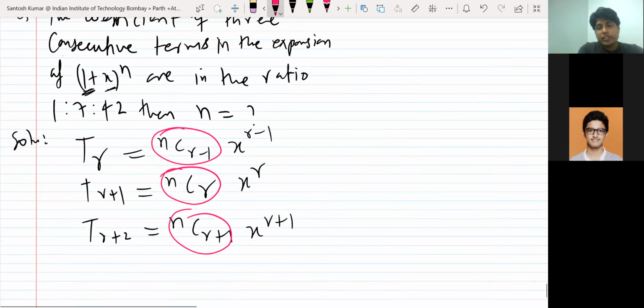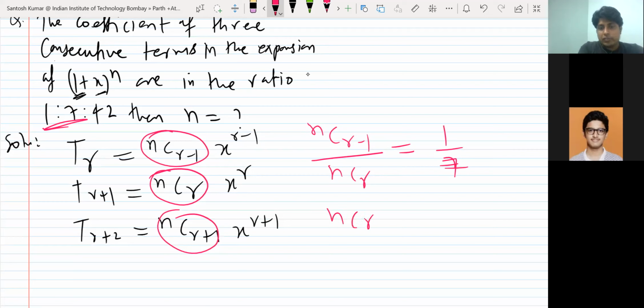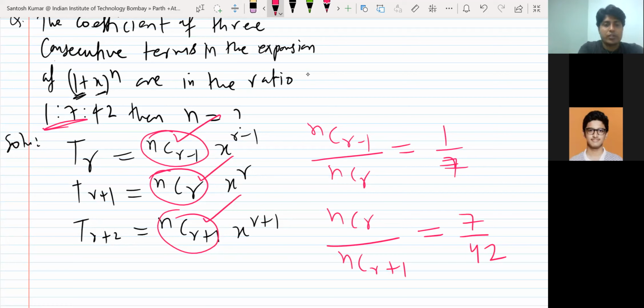So the ratio of coefficients are like nC(r-1) upon nCr. Okay, the first two I'm taking. So the first two ratio is 1 upon 7. And again, the next two you can take: nCr upon nC(r+1), and that is 7 upon 42. Are you getting the point? So this is to this is to this, 1 is to 7 is to 42. So I took the ratio.